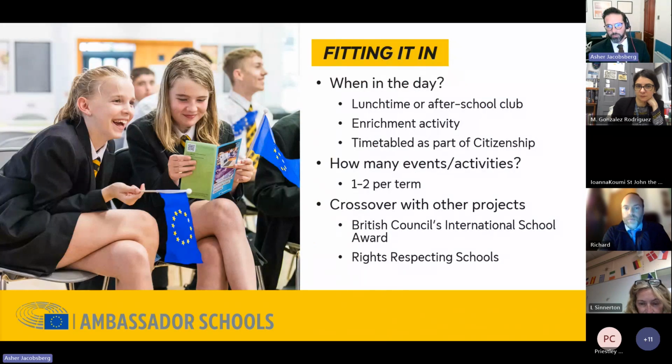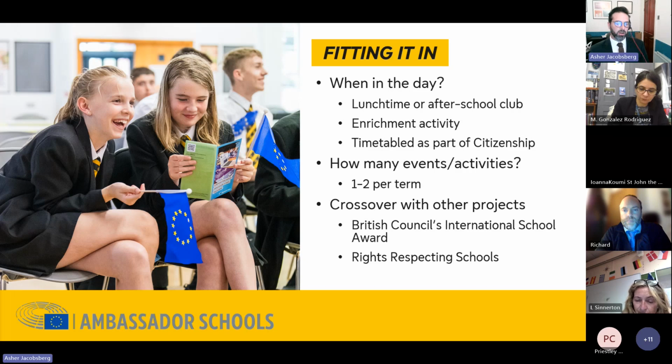So how do you fit this in? Well, it varies very much from school to school. There is no set criteria. We don't require you to have a club that does this, although some schools do work in that way. We don't have a particular time of day or number of times that you need to meet.